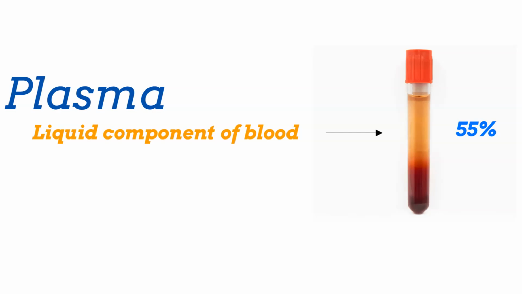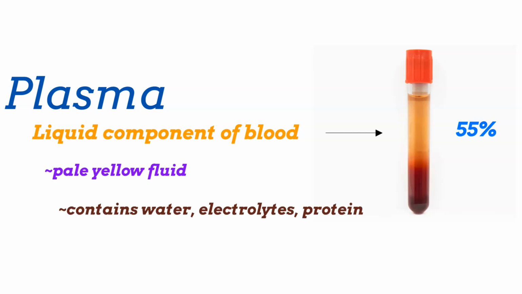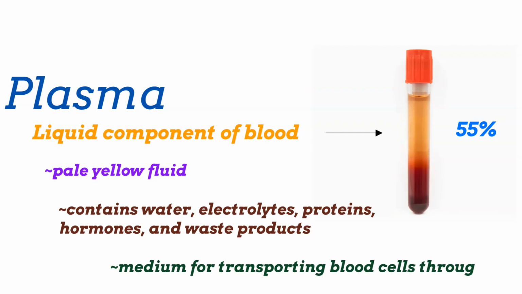Plasma is a pale yellow fluid that contains water, electrolytes, proteins, hormones, and waste products. It serves as the medium for transporting blood cells and other substances throughout the body.